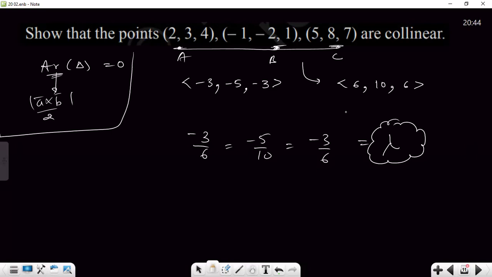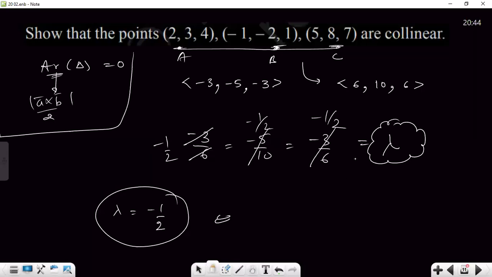We have talked about this condition as well. So let's find out. This is minus a half, this is also minus a half, this is also minus a half. Yes, they are all equal and proportionate. So it is sure that the points A, B, C are collinear. Understood? Yes, sir.